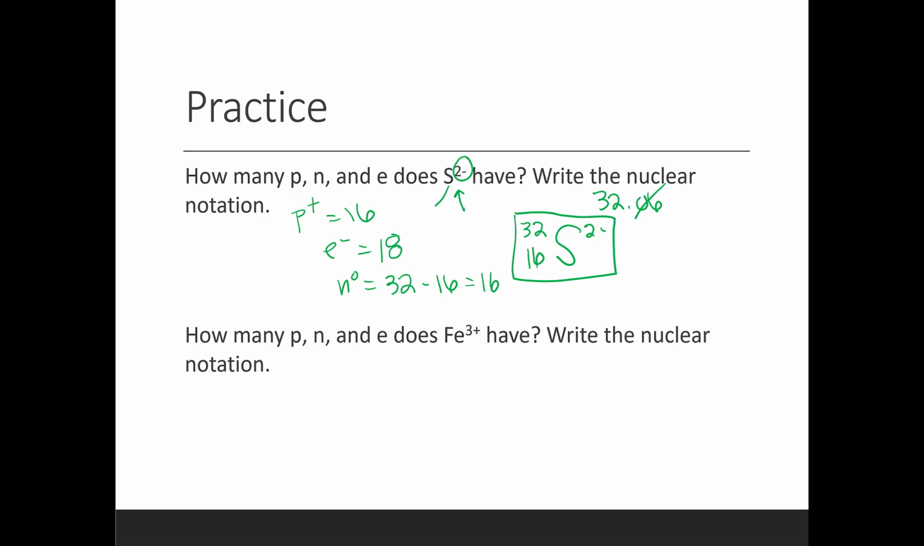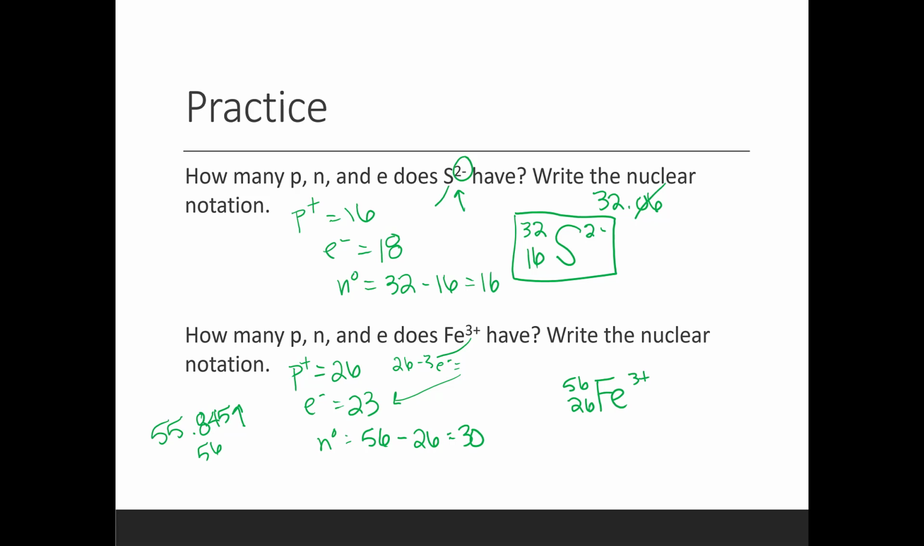All right, here's another one for you. Try iron 3+. Again, pause the video, and I will be right back here with the answer. All right, so go ahead and check your work with what I have over here. I had 26 protons, 23 electrons, and the mass number on the periodic table is 55.845, which I rounded up to 56. And when I did that, I got 30 neutrons.